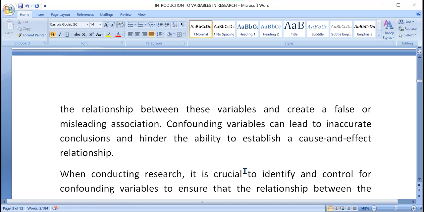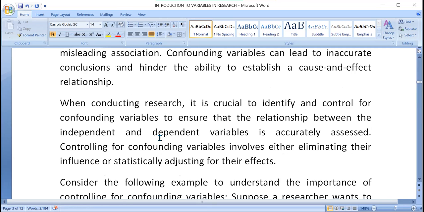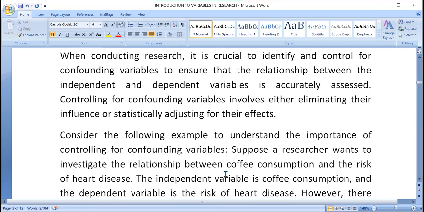So that is what confounds. So confounders modulate. If you don't control them, you will come up with the wrong association, that this is related to this, whereas that is not true. Like when we cited the example using smoking and lung cancer, and age is a confounder. Okay. When conducting research, it is crucial to identify and control for confounding variables to ensure that the relationship between the independent and dependent variable is accurately assessed. Controlling for confounding variables involves either eliminating their influence or statistically adjusting for their effect.